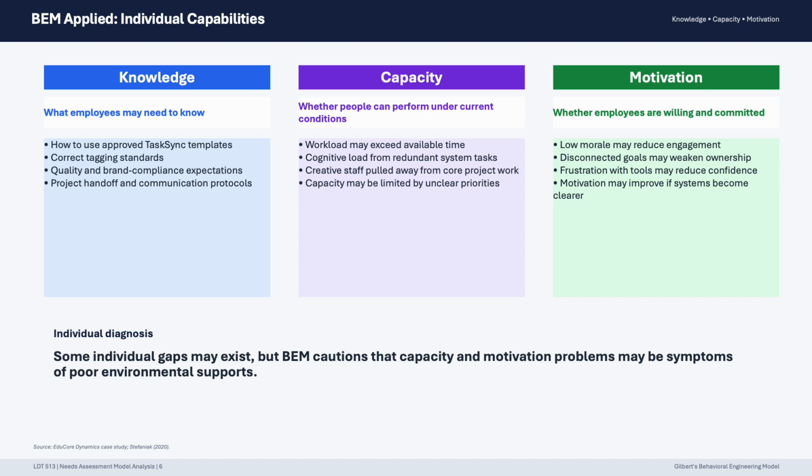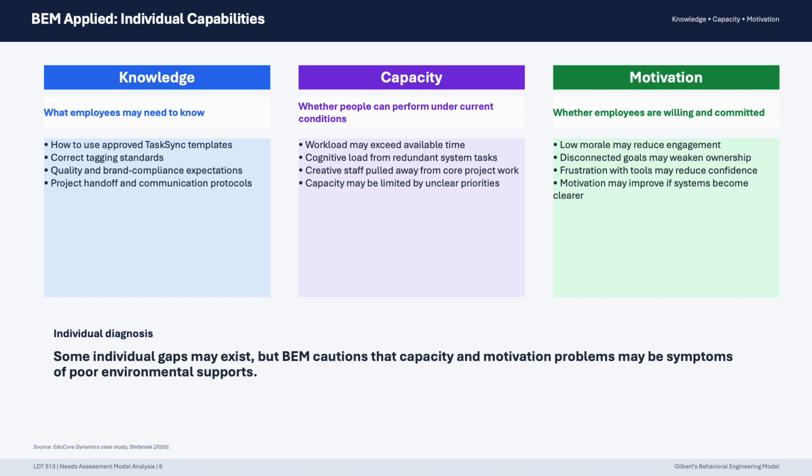The individual capability side of BEM also identifies possible areas of intervention. Under knowledge, employees may need to understand how to use approved TaskSync templates, apply consistent tagging standards, follow project handoff procedures, and meet quality and brand requirements.